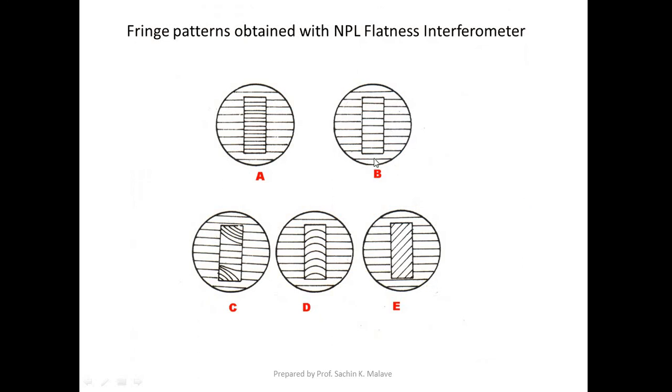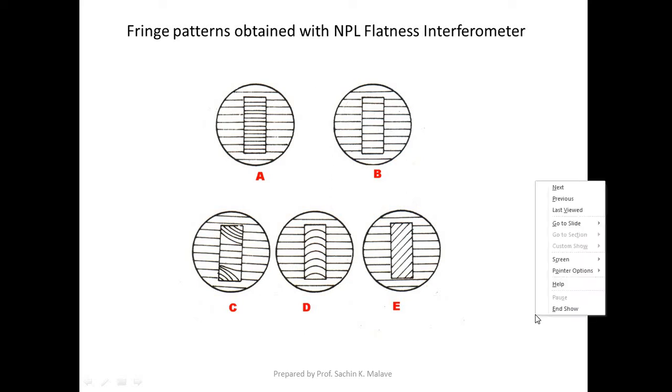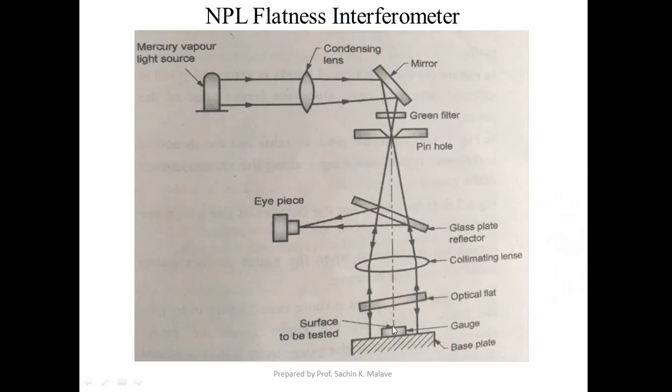In the second case, case B, if we compare these fringes and these fringes, the direction of both fringe patterns is the same, and the pitch is also the same. Here this distance and this distance, the pitch is the same. So this condition indicates that the top surface of this gauge is perfectly flat.